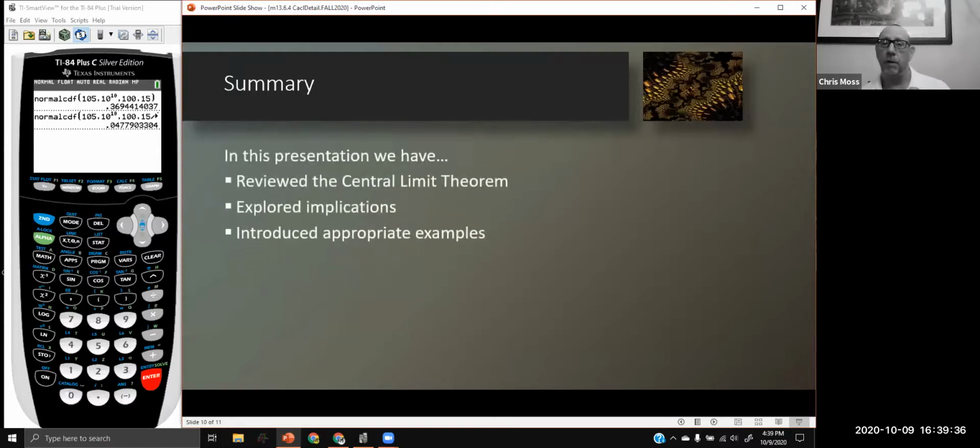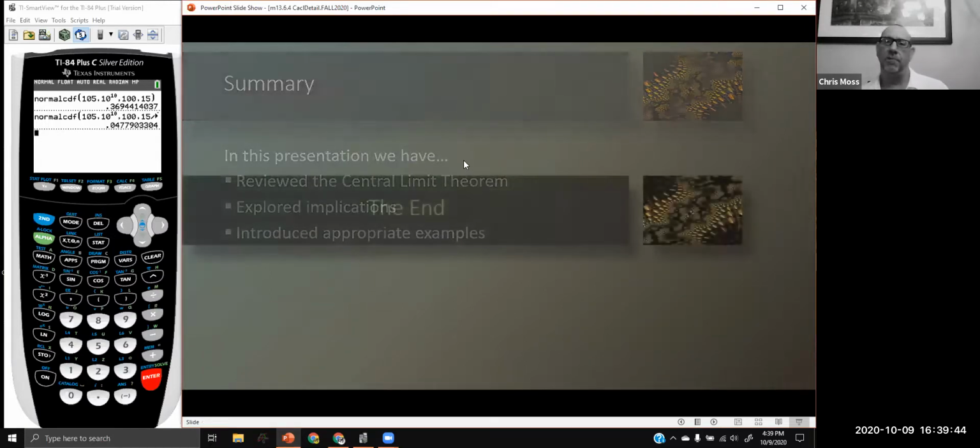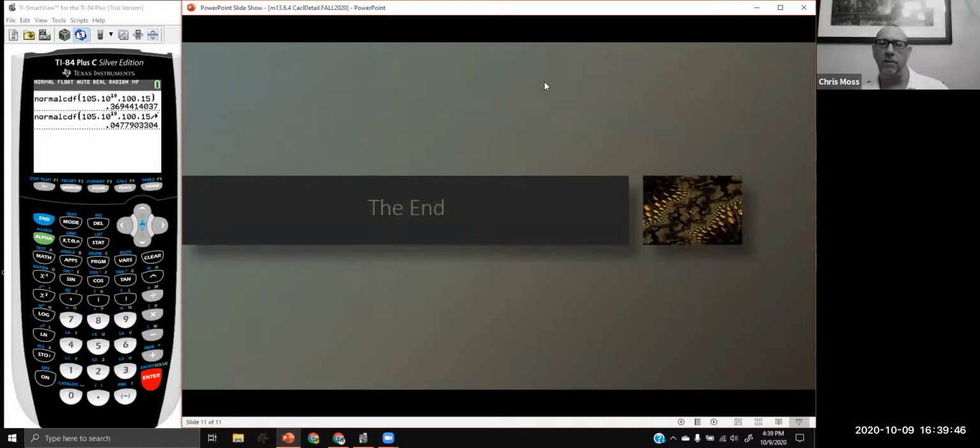So, we've reviewed the central limit theorem, we've looked at the implications, and you've seen some appropriate examples. That means I'm done with my presentation. I'm going to stop the sharing. I'm going to ask that you take a close look at the problems in 6.4. You really have to look at the language because you're going to see both kinds of questions together, A and B. So focus on the language. And remember to take and divide the population standard deviation by the square root of your sample size.